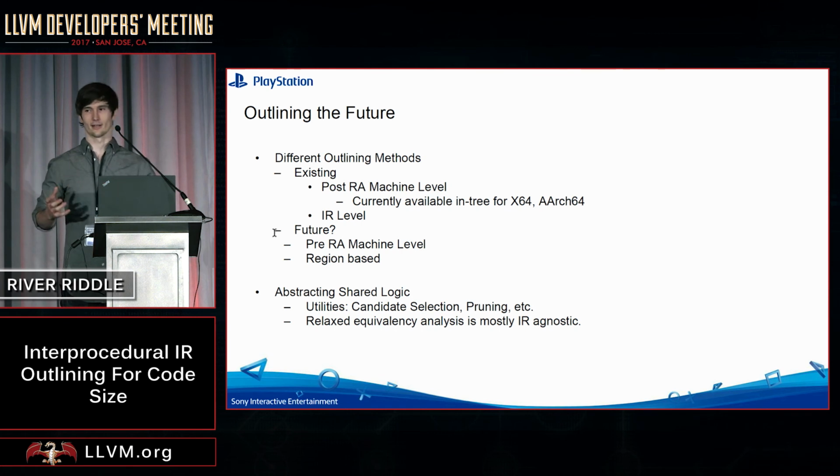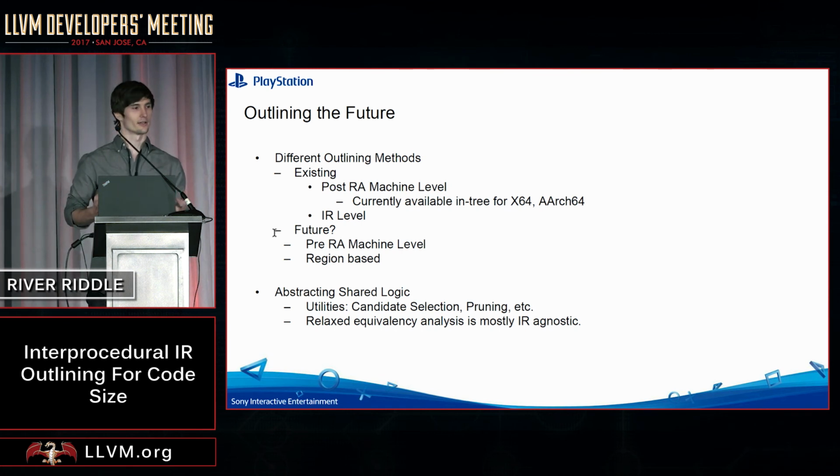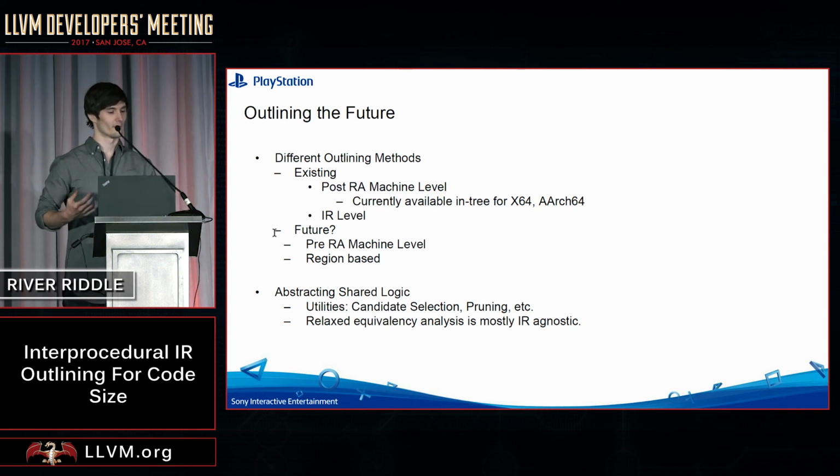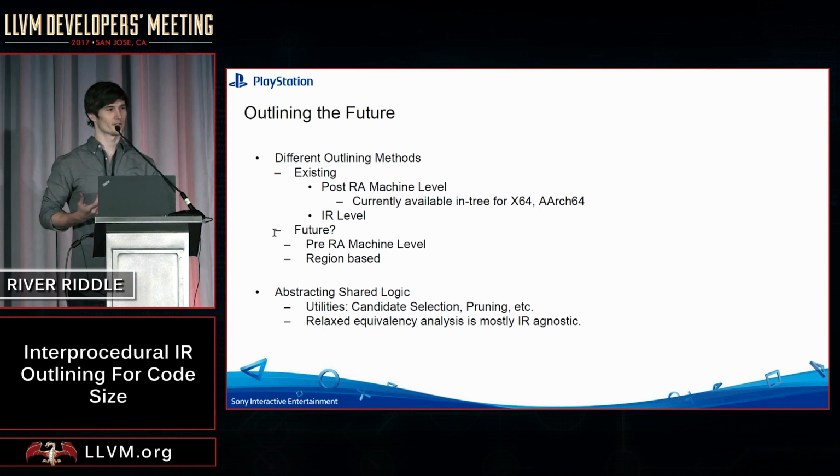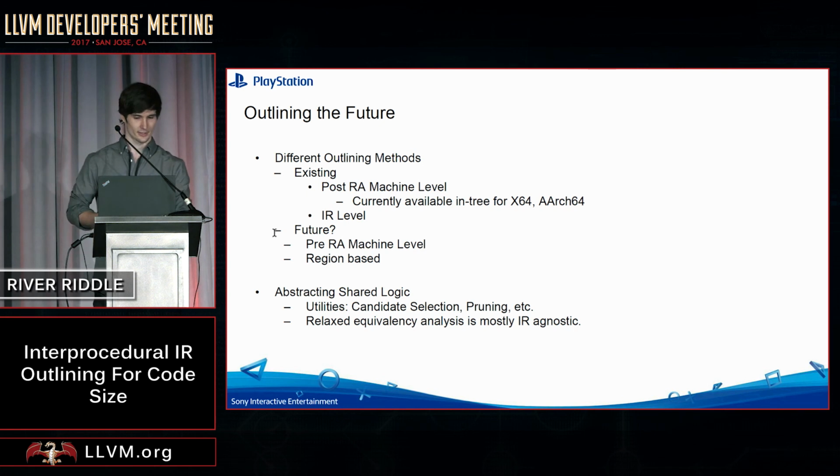All of these different outlining methods tend to share a lot of common functionality. So we've been abstracting that candidate selection, pruning, to utilities. If someone wants to come along and implement one of these outlining methods, a lot of the groundwork is already accomplished. And even the relaxed equivalency analysis that is detailed in this presentation is already IR agnostic for the most part. So adapting something like this to pre-register allocation is just a function of replacing the target independent bits.